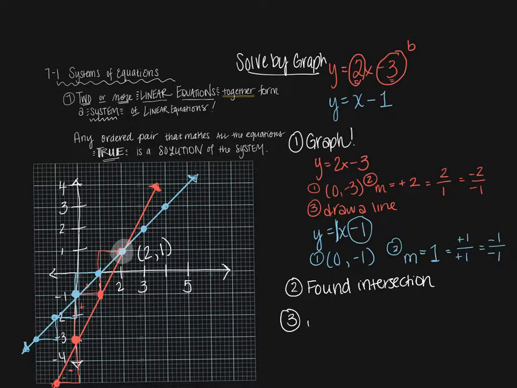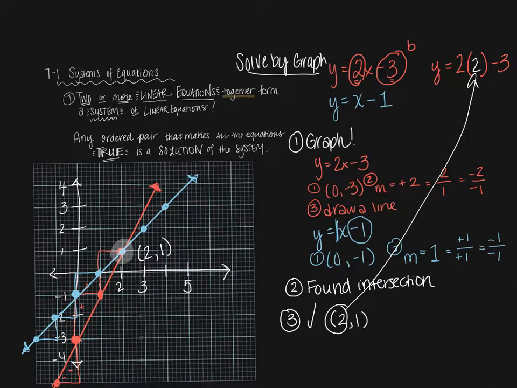The next thing to do is to check your work using your coordinate. Knowing that my coordinate was (2, 1), we're going to plug this in place of my x. So y equals 2 times my x. My x value here is 2, so I plug that in for my x in my first equation, and I'm going to have y equals 4 minus 3. So y equals 1. Now I want to check, is this the same thing that I got here? Yes, it is. So I know that it's a solution for my first equation.